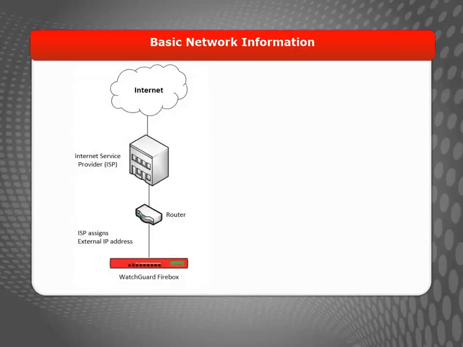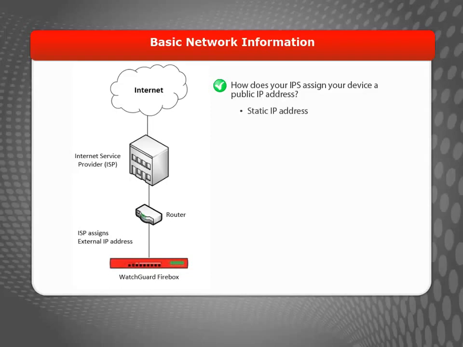After you activate your Firebox, it's time to gather some basic information about your network. If your Firebox is behind a router that connects to an Internet Service Provider, or ISP, the first thing you need to know is how your Firebox will be assigned its external or public IP address. If you don't already know this information, you can ask your ISP.